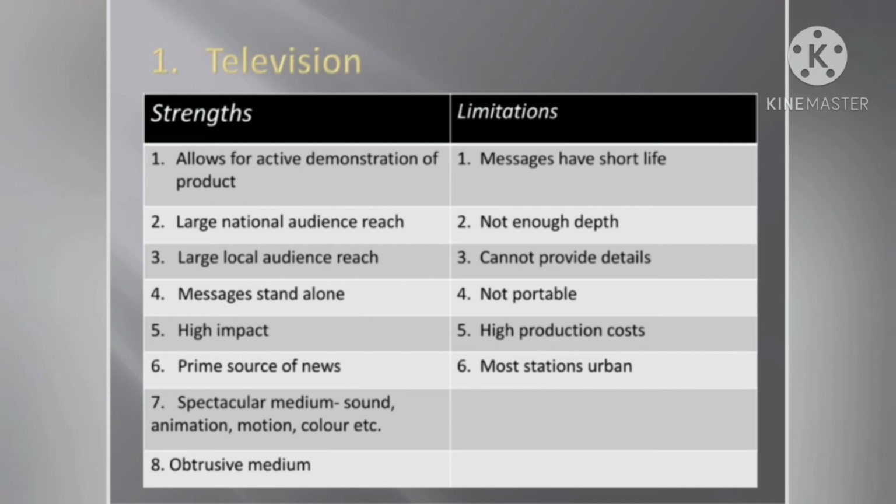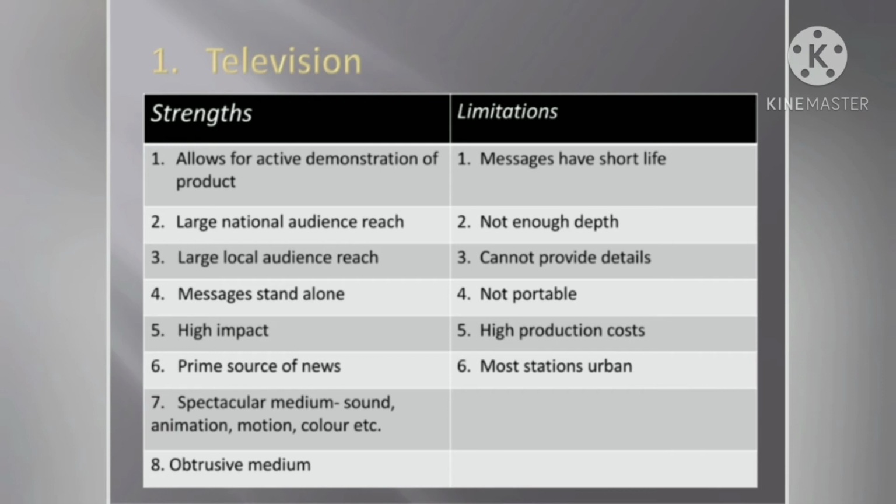The next one is high impact. Television has a way of influencing people. They can influence people very easily. So it has high impact. That is also a merit of television. Next one, it is a prime source of news. We understand about day-to-day life through television. So that is also another strength of television.